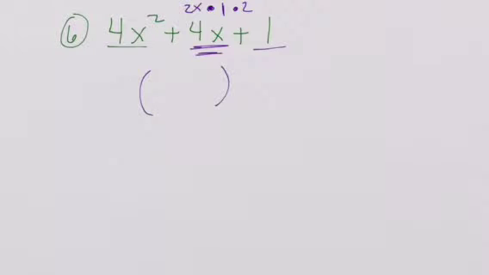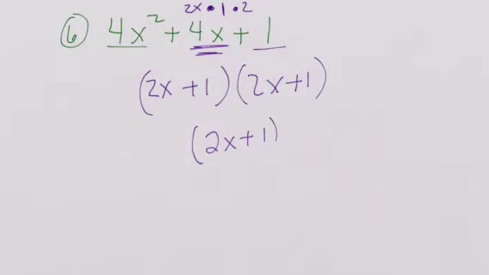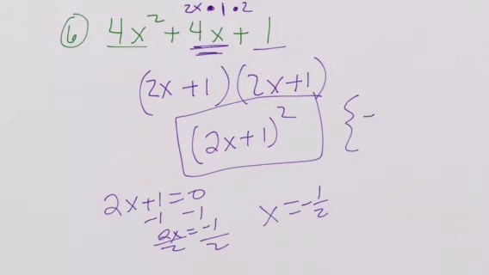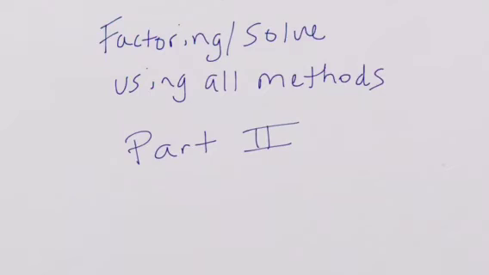Perfect square trinomial means it's going to be the square root of the first term, 2x, and then it's going to be plus 1, and 2x plus 1. And when we simplify that down, it's going to be 2x plus 1 squared. Now, if I'm factoring, I'm done. If I'm solving, I'll do 2x plus 1 equals 0, and I'll just simply solve one of them because they're both identical. So divide by 2, so x is going to equal negative 1/2. So my solution or my root will be negative 1/2. And that's factoring with all methods, part 2.